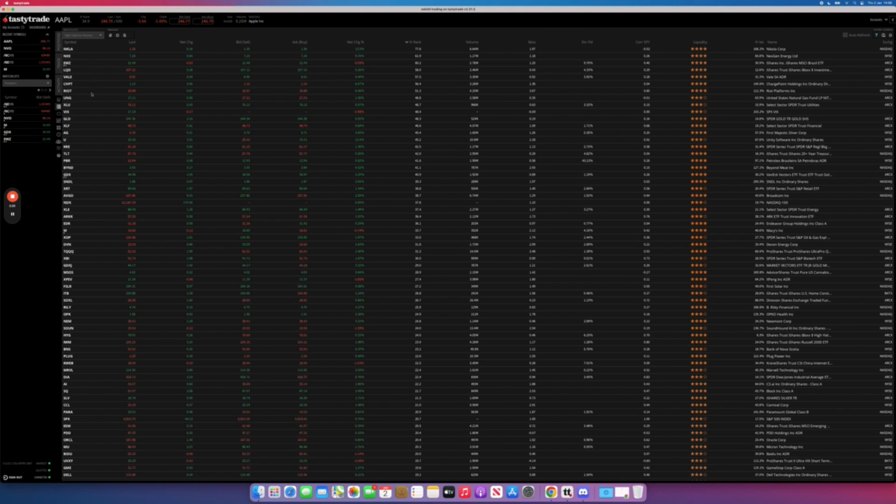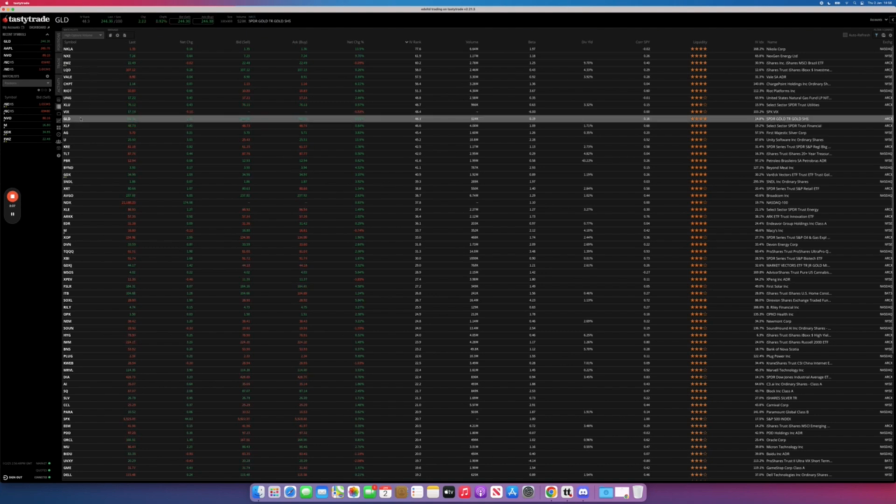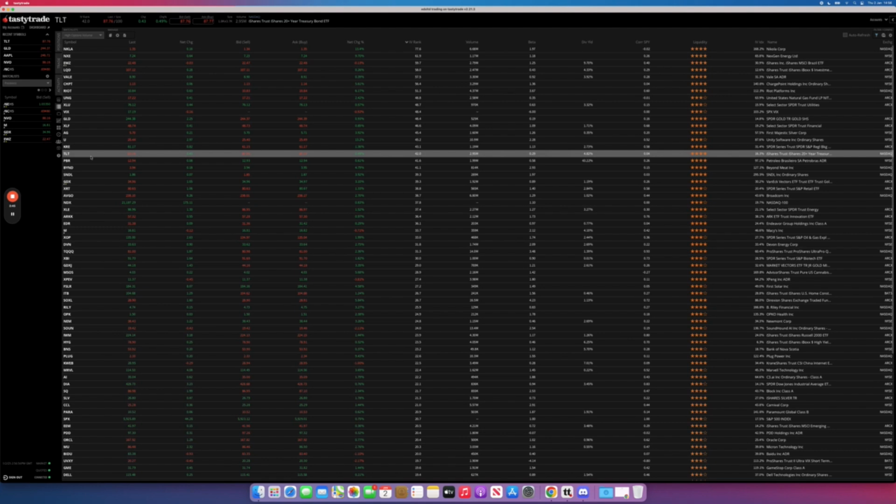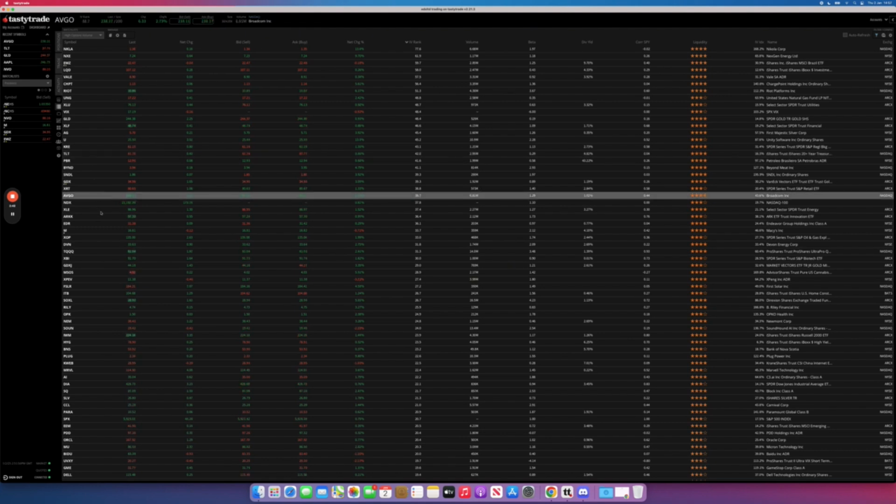So we just go down the list, and the first thing that comes to mind is GLD with an IV rank of 48.4. If we go a little bit further, we've got TLT with an IV rank of 42. We've got AVGO with an IV rank of 38.7. Any of these would probably be good underlyings to look for a position on. Let's just go with AVGO.